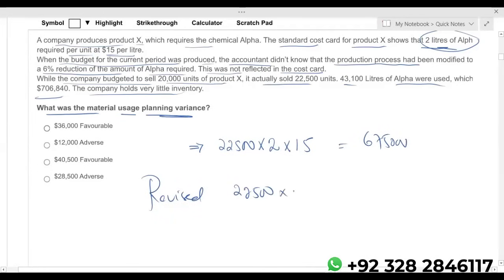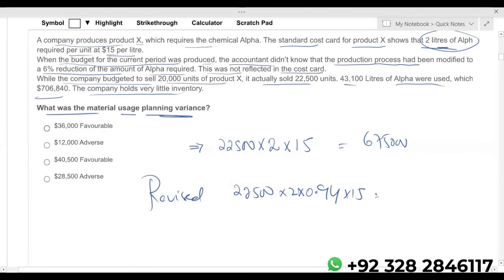22,000 units, but the requirement has reduced by 6%. Alpha requirement has reduced by 6%. So that's why 0.94 into 1.15. Why are we using 2? Because in order to produce 1 unit, you need 2 liters of alpha. And now we know that there's a reduction in the requirement of alpha by 6%. That's why we took 0.94. 22,000 into 2 into 0.94 into 1.15.